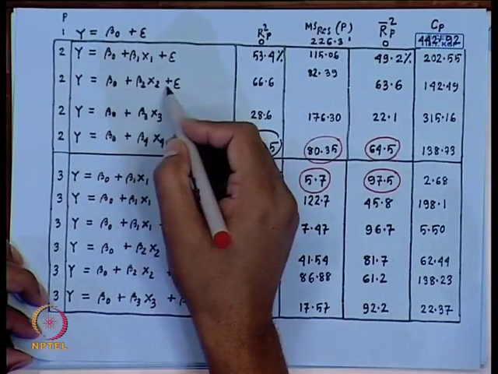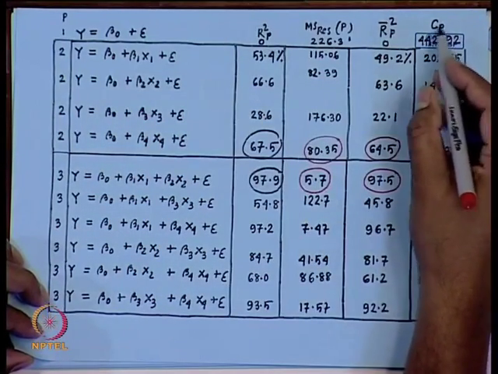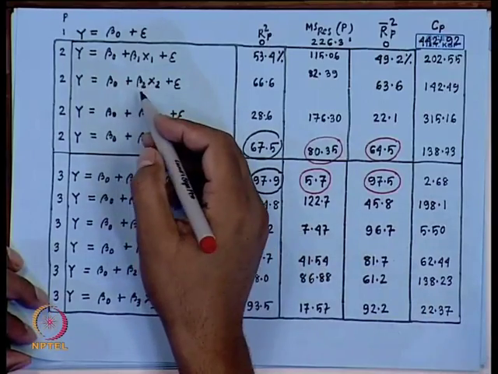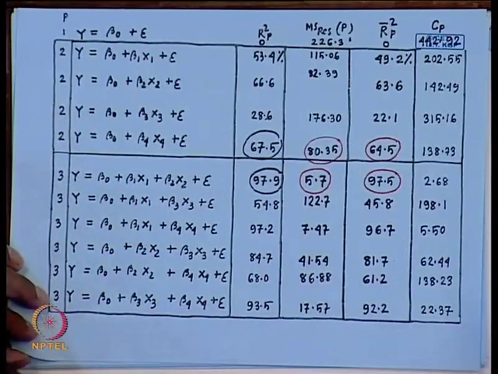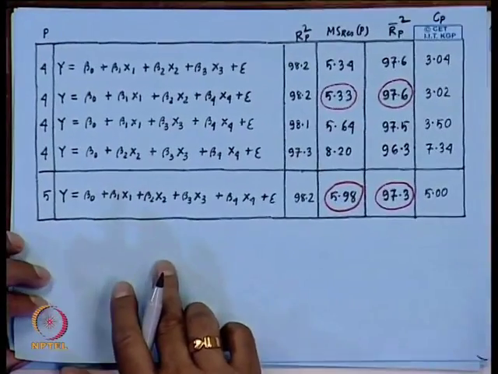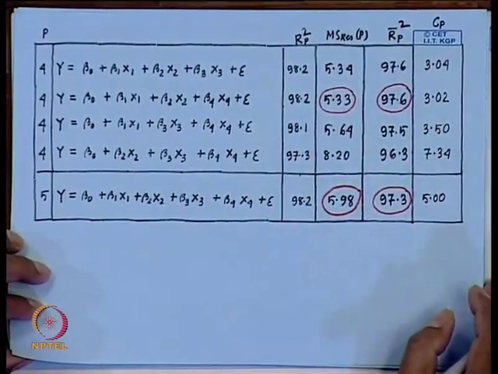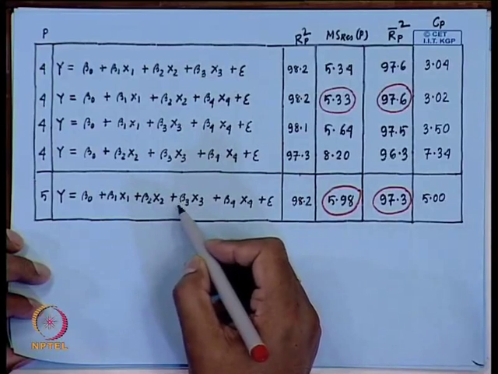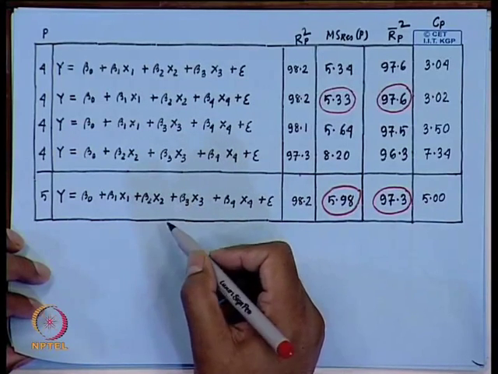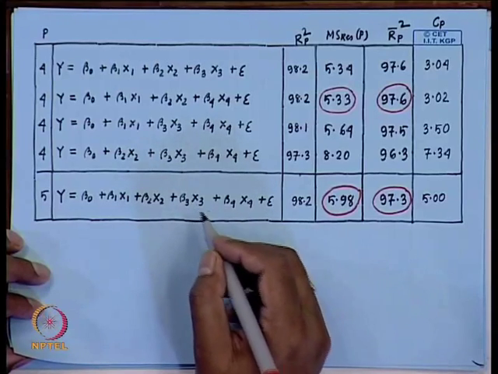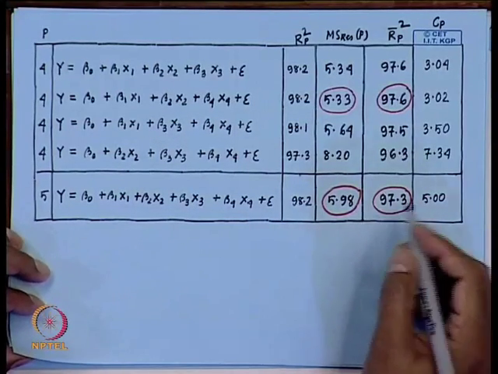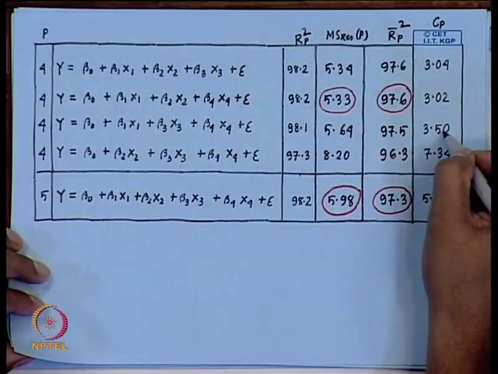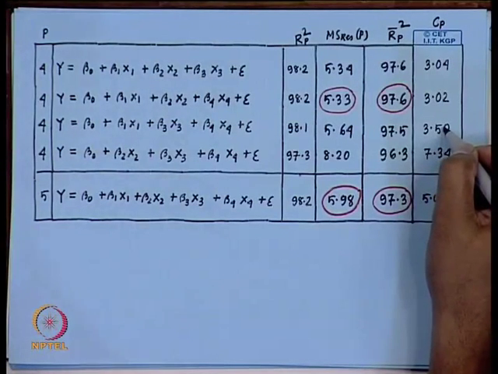Similarly, you get the ANOVA table for the second model and compute the Cp value. So, these are the Cp values for the models involving 1 regressor and 2 regressors, and these are the Cp values for the models involving 3 regressors and 4 regressors. I said that a smaller value of Cp indicates a better fit, and also it should be close to p.